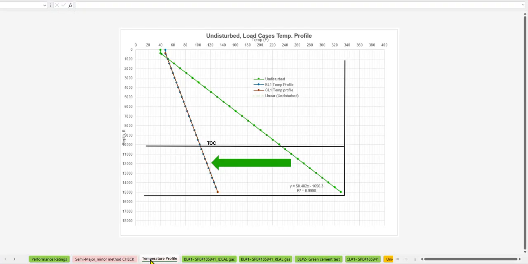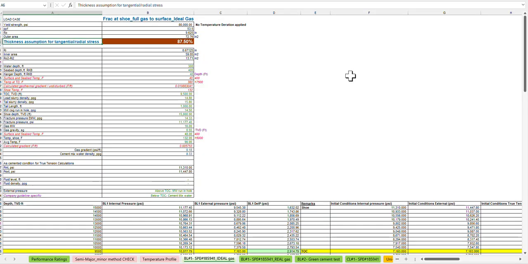I talk about this one, and this is the temperature profile given from the load cases. There's a visual representation. So let's start with the load cases. I originally used load cases from the same paper. The paper number is shown on the top. So this was frac at shoe and then full gas to surface. That was a burst load case, and then I wanted to build the spreadsheet, build the design limit plot, and then test how the load case would look on the design limit plot.